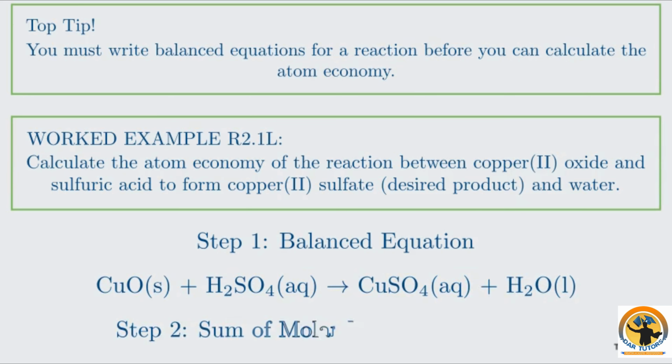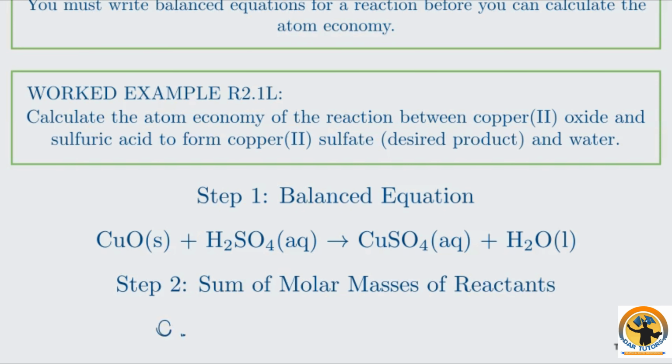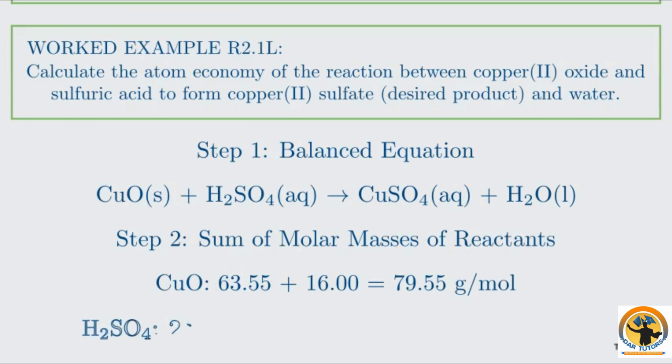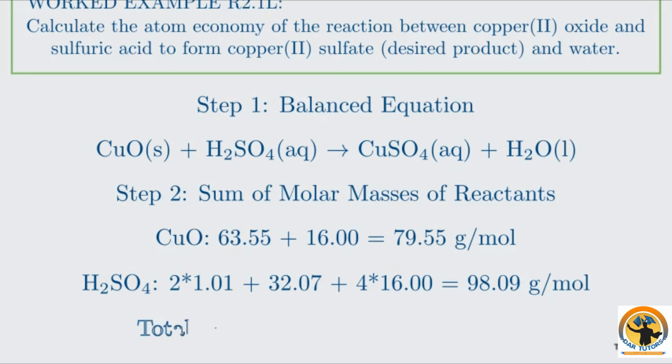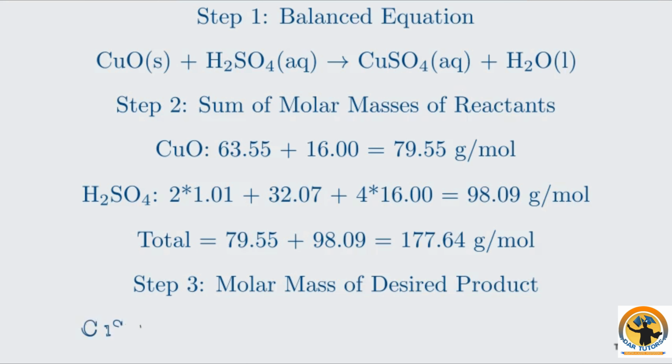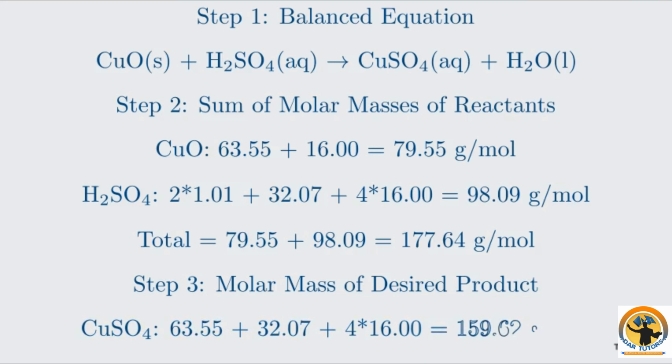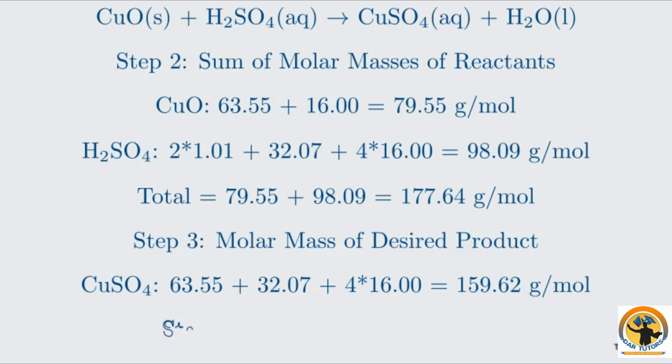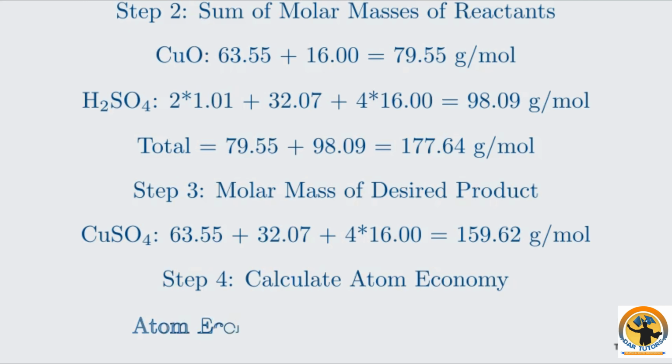Next, we sum the molar masses of all the reactants. The molar mass of CuO is 79.55 grams per mole, and for H2SO4 is 98.09 grams per mole. Their sum is 177.64 grams. Then we find the molar mass of our desired product, copper-2 sulfate, which is 159.62 grams per mole. Finally, we calculate the atom economy. It's 159.62 divided by 177.64, all multiplied by 100.